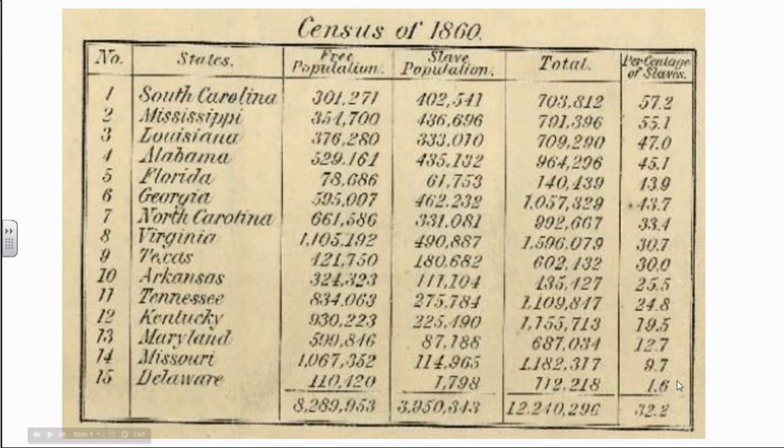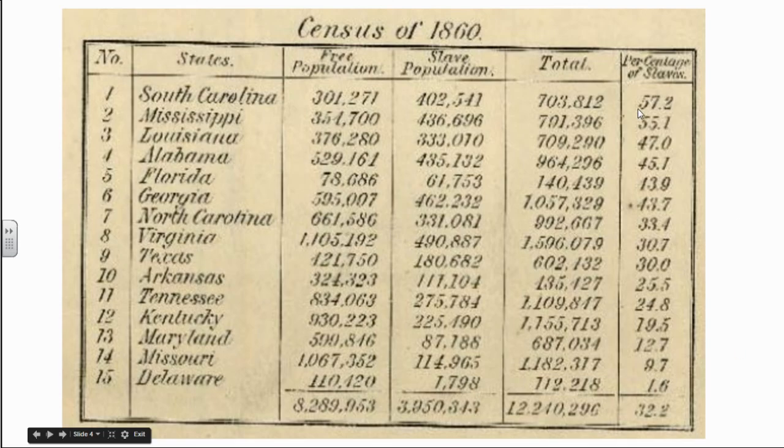I'm sorry, except for Delaware, and little Delaware does have 1.6% slave population. But remember what I told you about those more northern states? Maryland is a more northern southern state. Missouri, Kentucky, Tennessee, Arkansas, and Virginia, there you can see, these are the ones who aren't going to have as many slaves because they're not growing cotton.